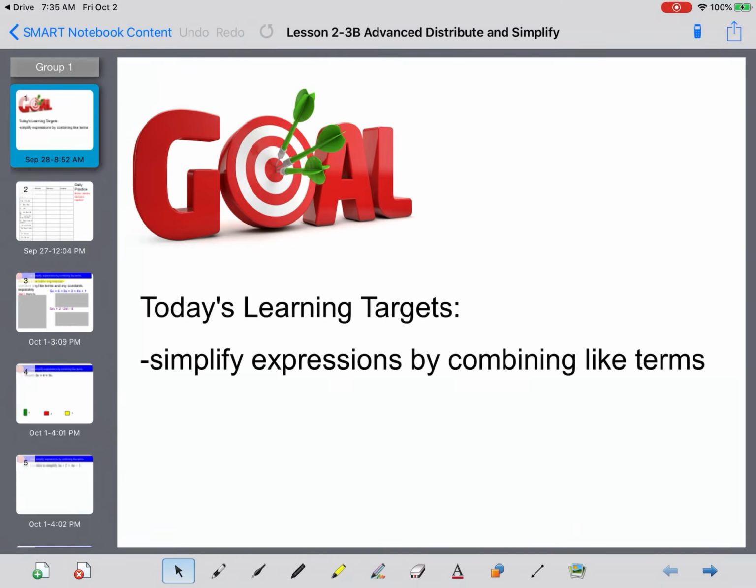Today's learning target is to simplify expressions by combining like terms. When you think of the word combining, what operation does that generally bring to mind? Hopefully, if you are talking about combining your money with your sibling to buy a video game, you're thinking of adding your money together. And that's what combining means here also. We are going to add like terms together.